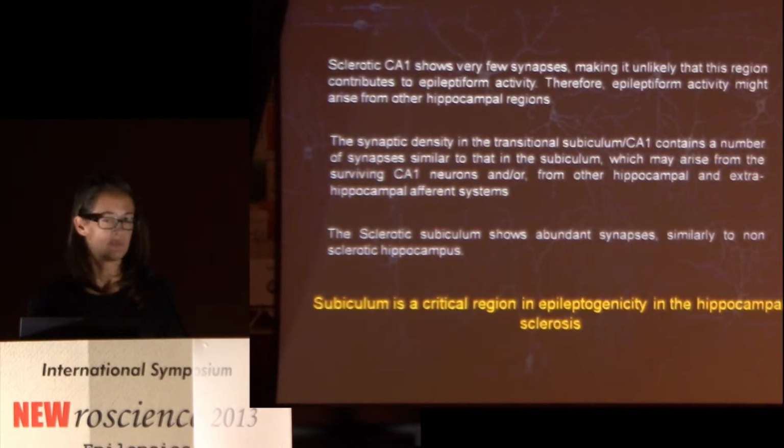So, as a summary of this part, the sclerotic CA1 shows very few synapses, making it unlikely that this region contributes to epileptiform activity, and therefore epileptiform activity might arise from other hippocampal regions. The synaptic density in the transitional region contains a number of synapses similar to that in the subiculum, which may arise from the surviving CA1 neurons and from other hippocampal and extrahippocampal afferent systems. The sclerotic subiculum shows abundant synapses, similar to non-sclerotic hippocampus. And we propose that the subiculum is a critical region in epileptogenicity in hippocampal sclerosis.